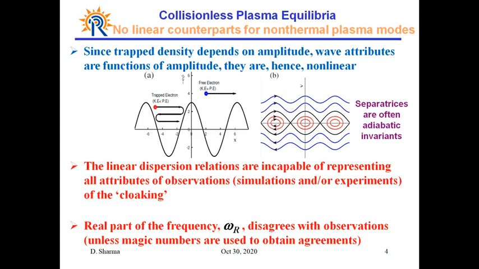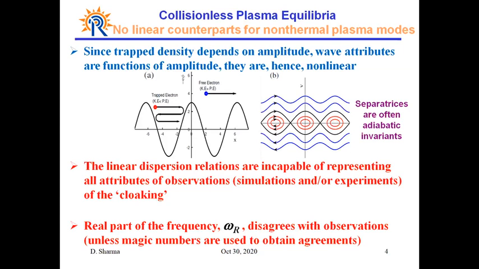So since the number of particles trapped inside may be a strong function of amplitude, and nonlinear waves tend to be a function of the dispersion, and nonlinear waves tend to be a function of amplitude. So these are essentially nonlinear waves, and the nonlinearity is generated by the trapping. So these are the trapped particle modes. And let us note two very important things about these modes.